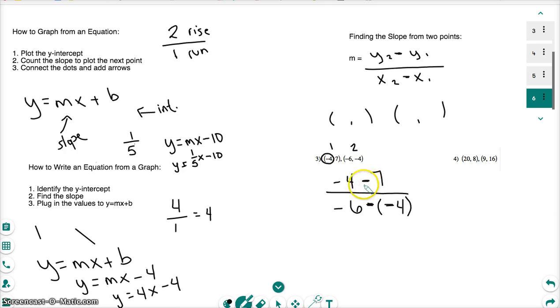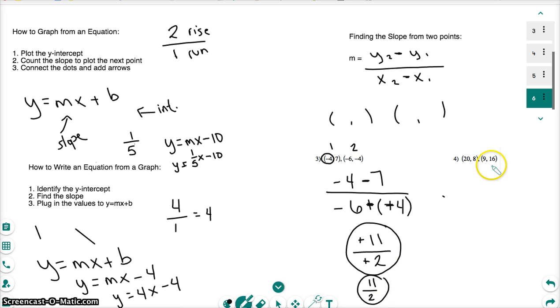Okay, negative 4 minus 7. I'll go ahead and write this down here. Negative 4 minus 7 is negative 11. Negative 6 minus negative 4. A minus and negative is the same thing as adding, so negative 6 plus 4 is negative 2. So our slope for this number 3 example is negative 11 over negative 2, which can actually be changed, because a negative over negative is a positive. So it would just be 11 over 2.